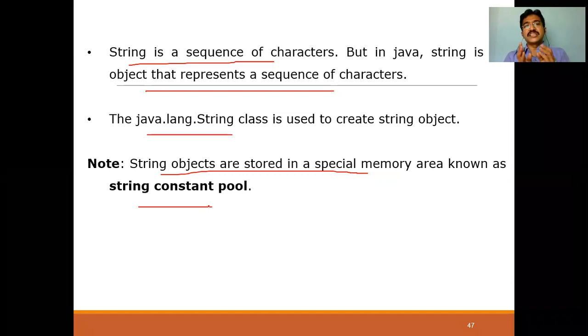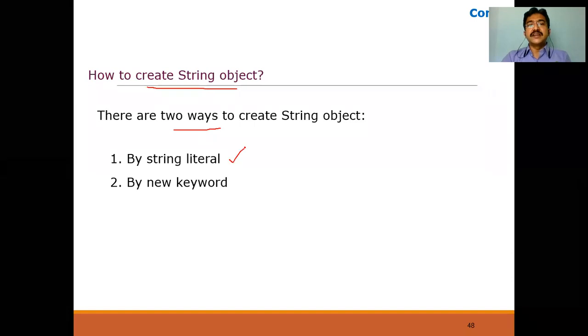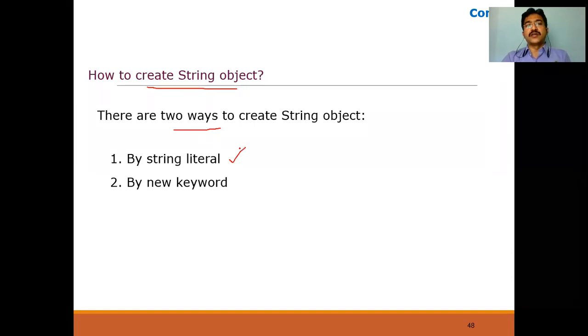Pool is nothing but what? A storage area is called a pool, or a buffer is called a pool. So the string constant pool stores all the string objects. Now there is a question for you: how can we create string objects? Just now I discussed it; let me discuss once again. We can create string objects in two ways. One is with the help of string literals.